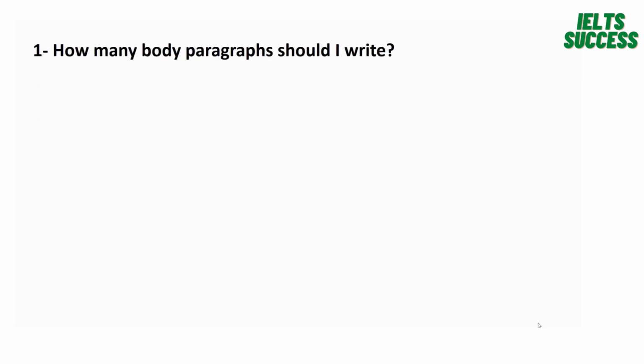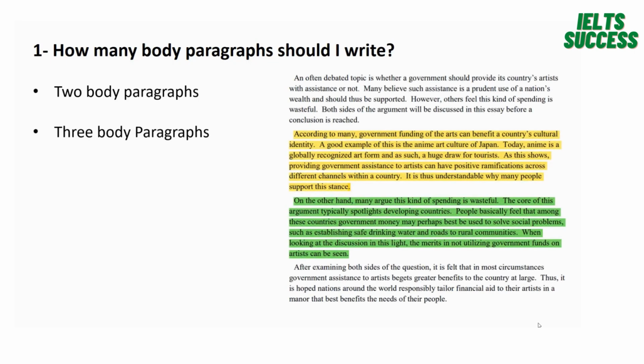As I told you before, this is an academic essay that should have around 4 to 5 paragraphs, which means that you should write 2 to 3 body paragraphs. This is a sample essay, and I highlighted body paragraph 1 in yellow and body paragraph 2 in green. But you might ask, when should I write 2 body paragraphs or 3 body paragraphs?